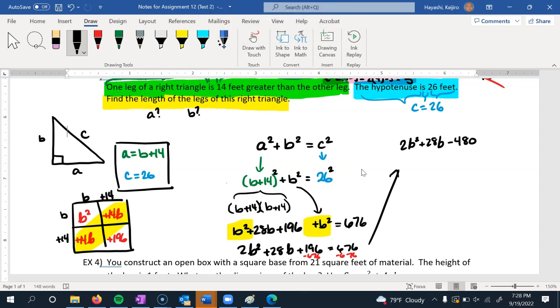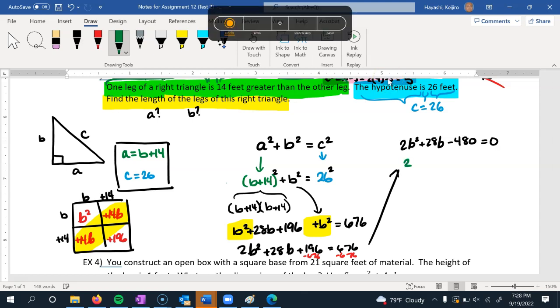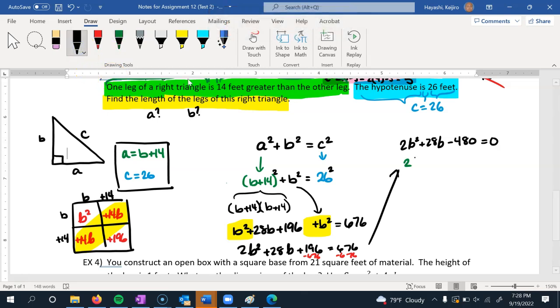Please don't slide and divide this. How can we take care of that 2 that's in front of the b squared? Right, you can either divide both sides by 2 or factor it out. And even after you factor it out, you can still divide it. I'm just going to factor it out, not that it really matters. If we factor out a 2, we're going to be left with b squared plus 14b minus 240 is equal to 0.